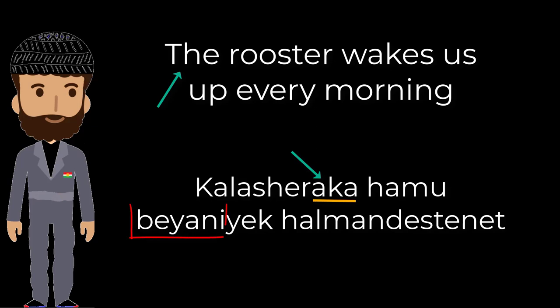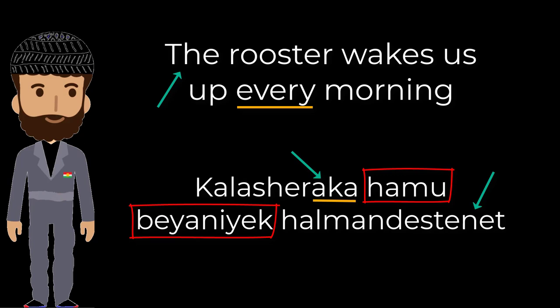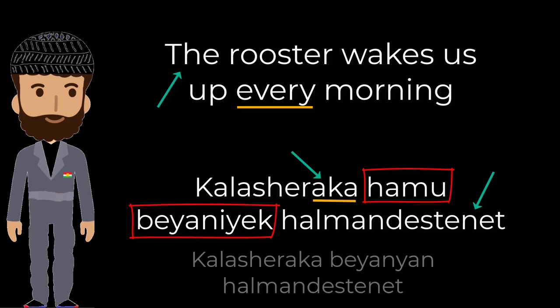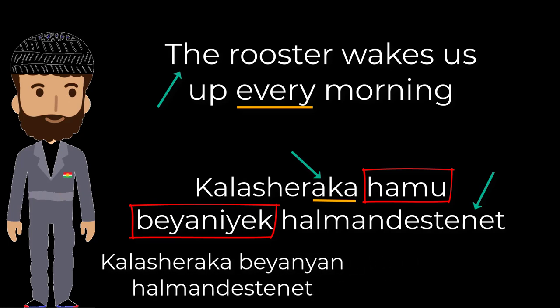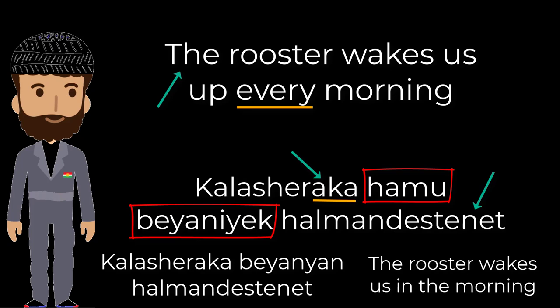In Kurdish, we say bayani to morning. In this case, we are saying that the rooster is waking us up every morning, which basically becomes hamu bayaniyek. We then end off the sentence with the word halmandestanet, which means wakes us up. It would also work to say kalashiraka bayaniyan halmandestanet, but the exact translation for that is the rooster wakes us in the morning. The first example, kalashiraka hamu bayaniyek halmandestanet, is simply to specify the every part in the sentence. Now, let's go through all words and sentences one more time.